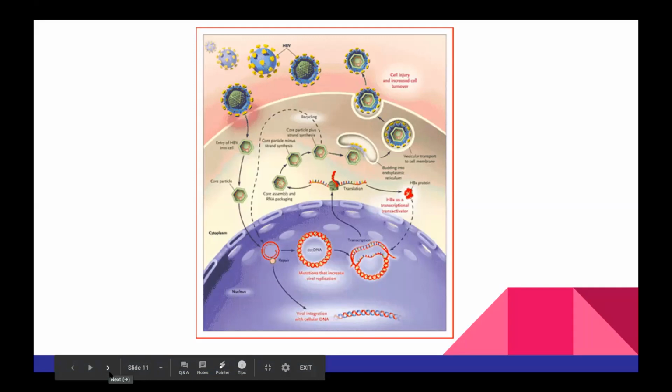DNA is synthesized via reverse transcriptase, and the new virus is sent into the cytoplasm, then towards the cell membrane where it is released. Because hepatocytes are continually proliferating, the virus is constantly being shed into the blood. Now, this contributes to the chronic infection seen here. Next slide, please.